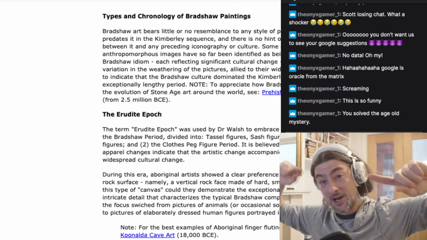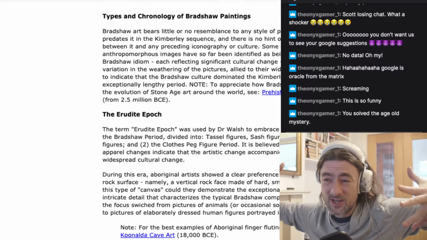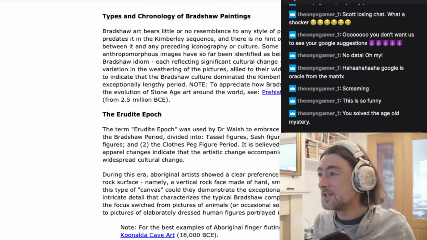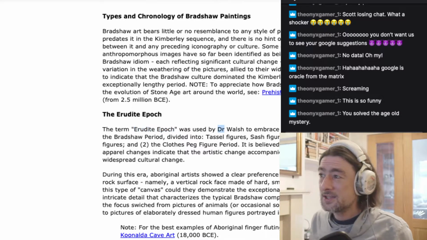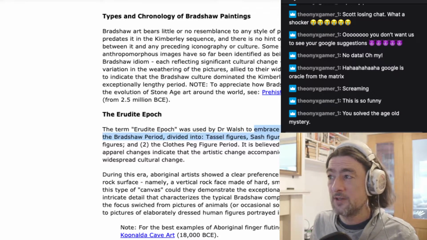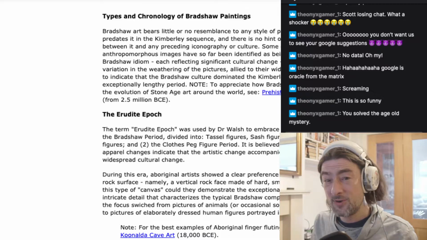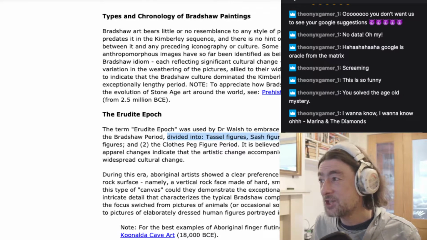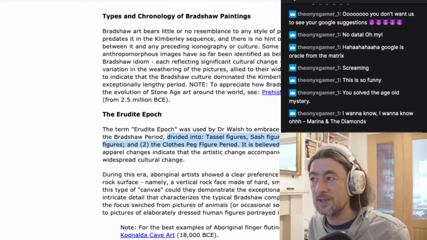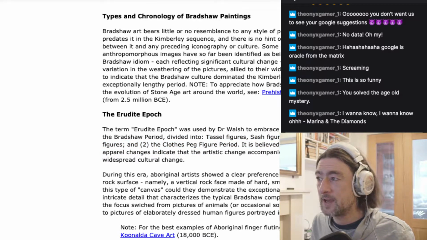This is our first art period, really, isn't it? The prehistoric is our first. And now we've discovered the erudite epoch. It's a term used by Dr. Walsh to embrace two art periods. One, the Bradshaw period. Oh, the Bradshaws get their own period as well. Divided into tassel figures, sash figures, and elegant action figures. And number two, the clothes peg figure period.